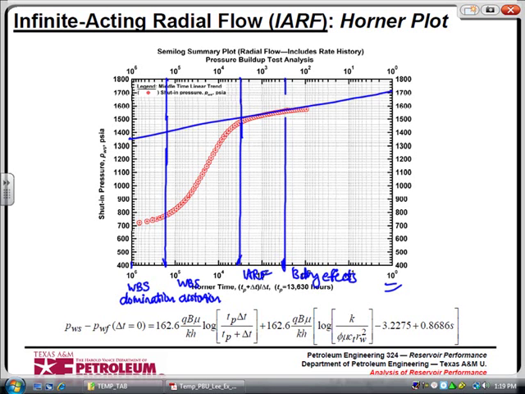Okay. So then, since it's backwards, your 1 hour will be when you put 1 into the Horner time. Is it when it equals TP or delta T? No, delta T. Okay, let me explain.